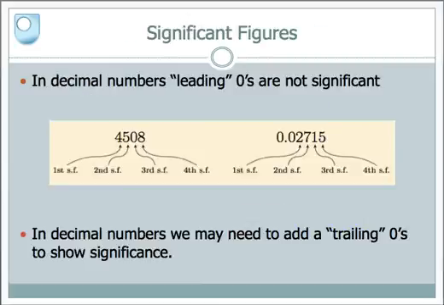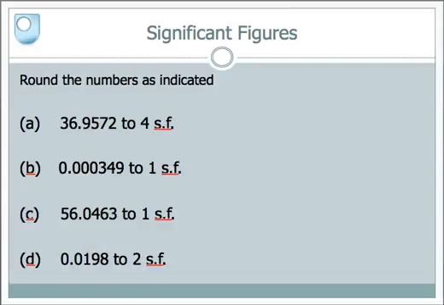When we look at numbers like 4,508, the first digit, the 4, is what we call the first significant figure. The 5 is the second, the 0 is the third, and the 8 is the fourth. But when we look at decimal places, we have to be very careful. In this particular case, zeros are not significant. So the first significant figure is actually the 2, the second is the 7, the third is the 1, and the fourth is the 5. Sometimes we do have to add what we call a trailing 0 if it is to show significance, and we'll look at an example of this in a moment.